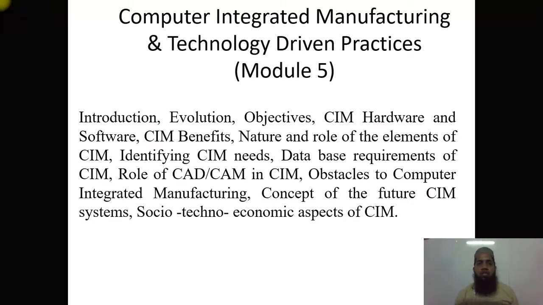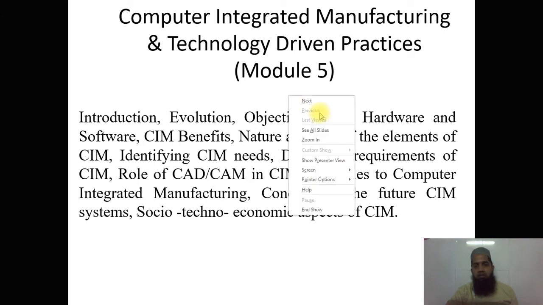Today I am going to start module number 5, that is computer integrated manufacturing and technology driven practices. This is the first slide. On the first slide, I have shown you the syllabus of module number 5.